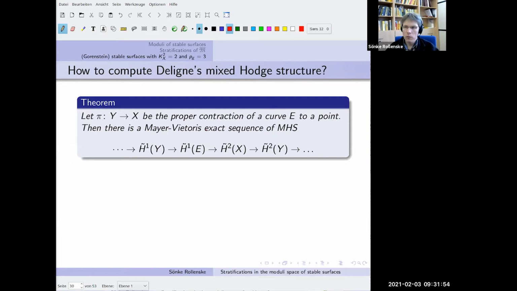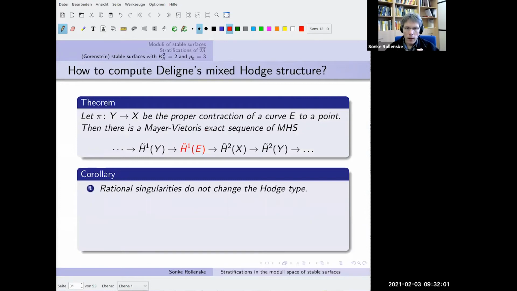So now I think of X as my stable surface and Y the minimal resolution. Say X is normal, so I just contract a bunch of curves from Y to X. And what do I see? If the singularity is rational, then my exceptional divisor will be rational, so it will not have any H1. So it does not change the Hodge type. I get a 0 here. And this 0 tells me that all of H2 of X is of weight 2, because it all comes from Y.